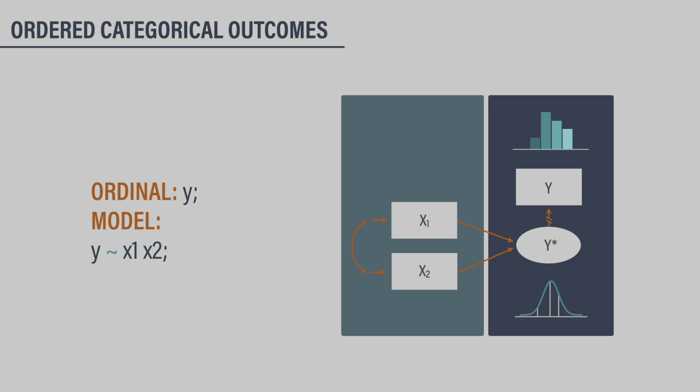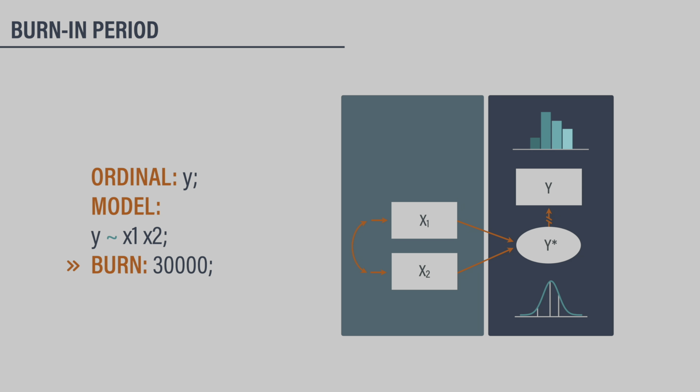Looking at the Blimp syntax, nothing changes with an ordinal outcome. The software determines that you have more than 2 categories, but the model setup stays the same. It's important to note that ordinal variables require much longer burn-in periods to achieve convergence because the threshold parameters are difficult to estimate. Depending on the number of variables and the size of the data set, burn-in periods of 20,000 to 40,000 iterations could be perfectly normal.